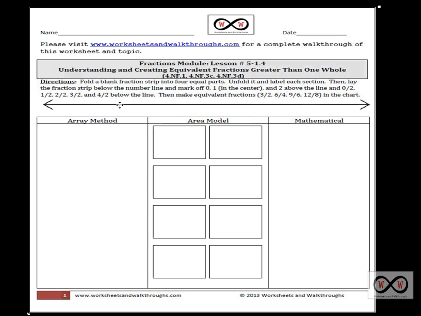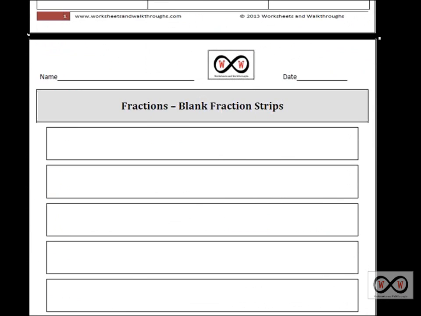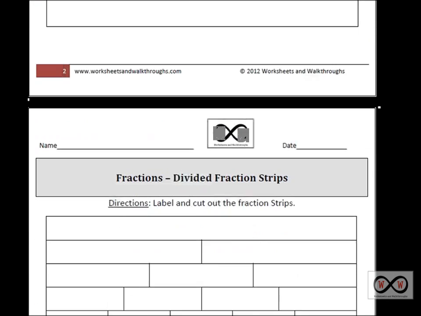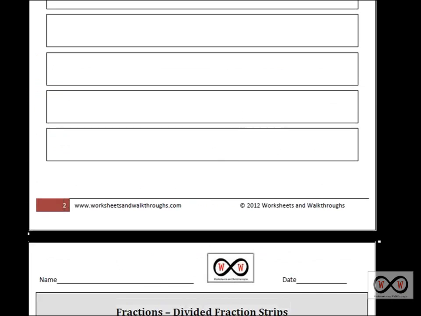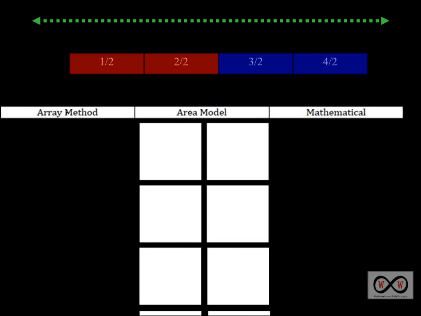Again, we'll be using the array method, the area model, and we'll be handling equivalents mathematically as well. You'll also notice that included with this lesson are blank fraction strips and divided fraction strips if you need them. Let's continue. If you want to pause the video and cut out your fraction strips, label them as I've shown up here, you can go ahead and do that and resume the video when you're ready.